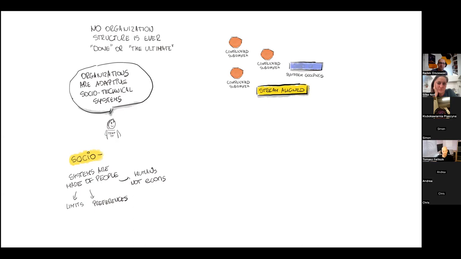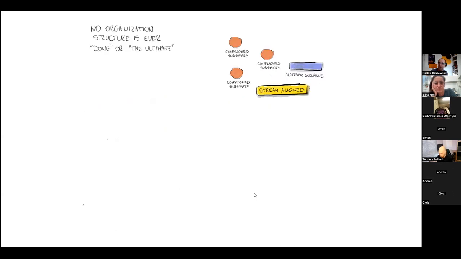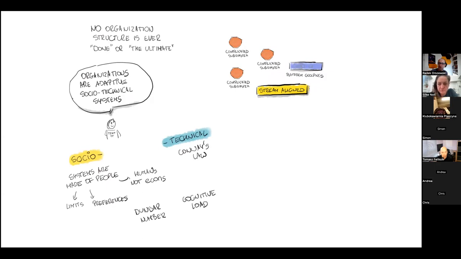And it's easy to build a huge system like the one in the poster here and say you can apply a mechanistic view to people in the organization and they will work like in a factory, but we know it doesn't work this way. And the second aspect is that it's a socio-technical system. So all the things like Dunbar's number, Conway's law, and cognitive load will apply to your organization.